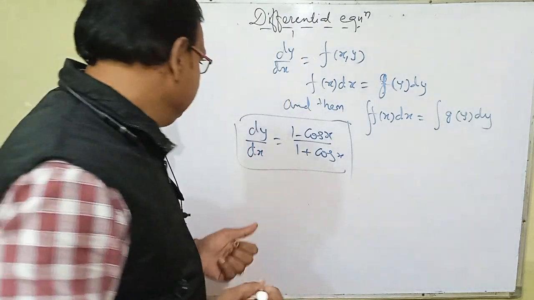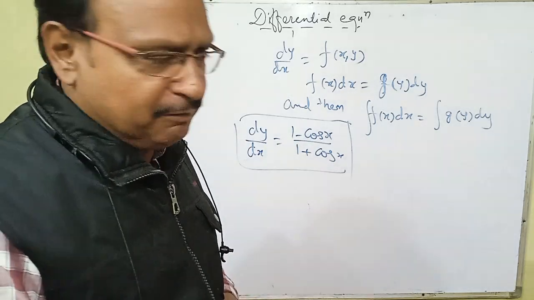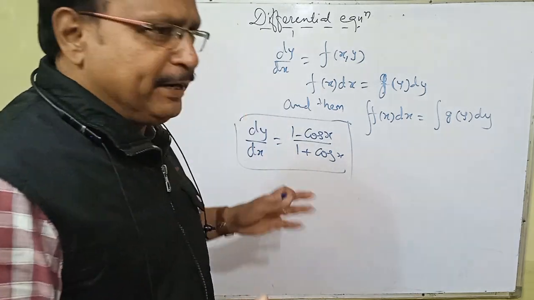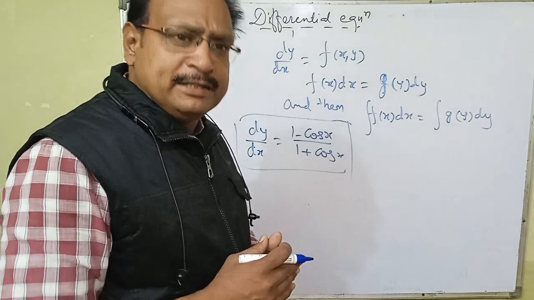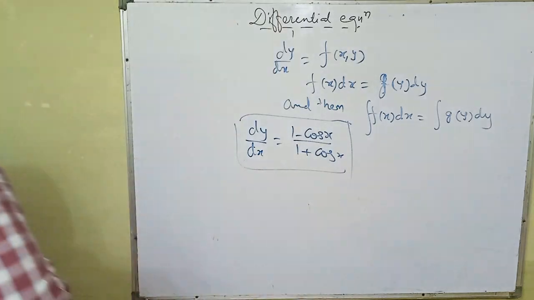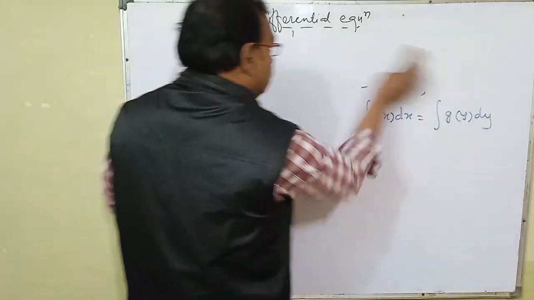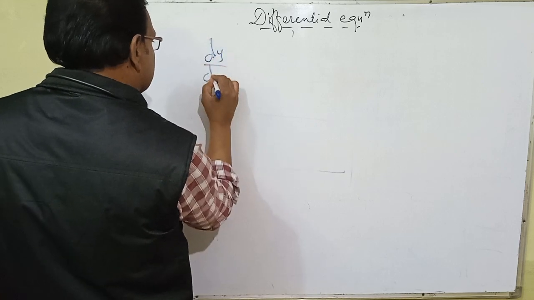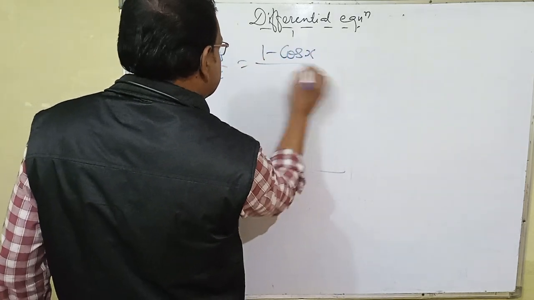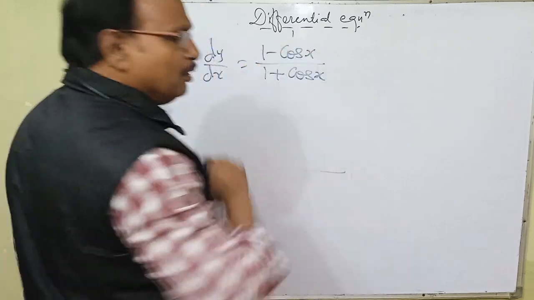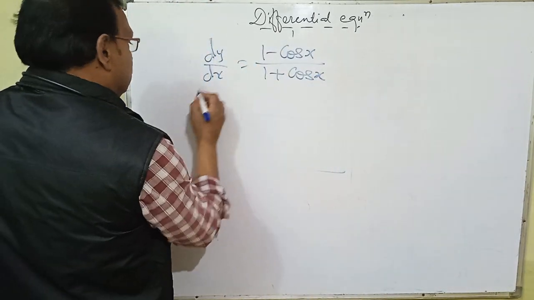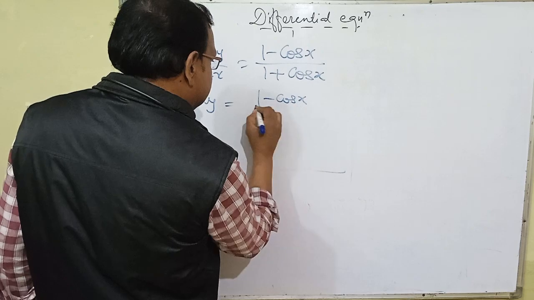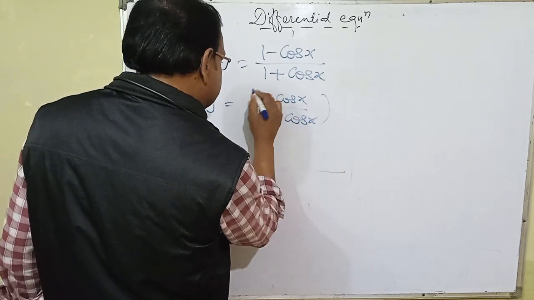Now we come to our question. dy by dx is equal to (1 minus cos x) upon (1 plus cos x). We have to solve this differential equation. First of all, we have to separate the variables because the variables are separable. dy by dx is equal to (1 minus cos x) upon (1 plus cos x). Then dy is equal to (1 minus cos x) upon (1 plus cos x) dx.